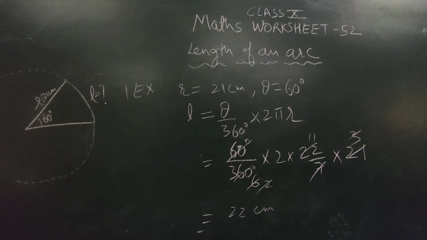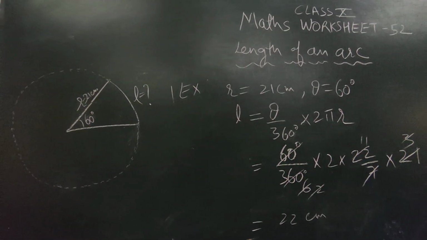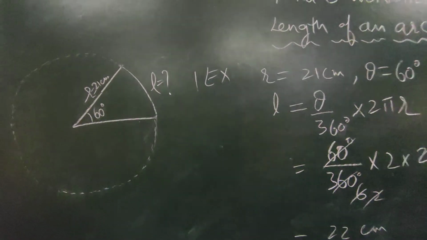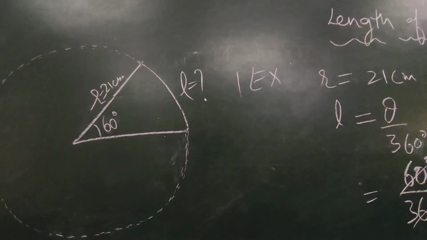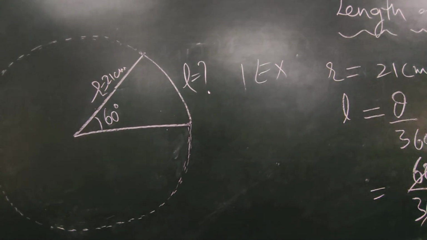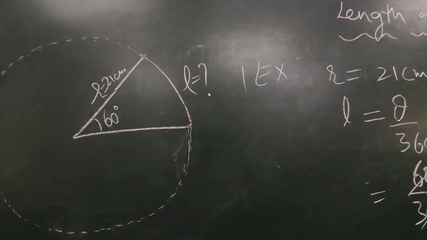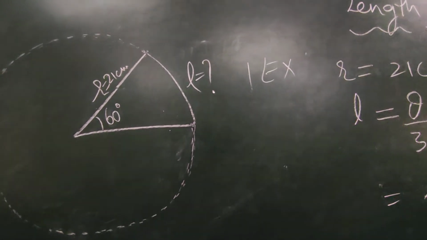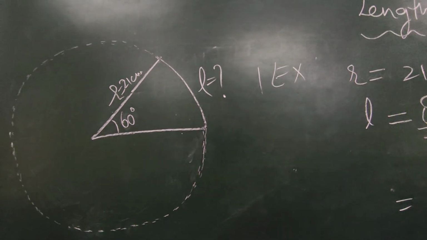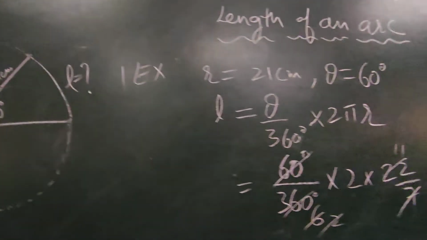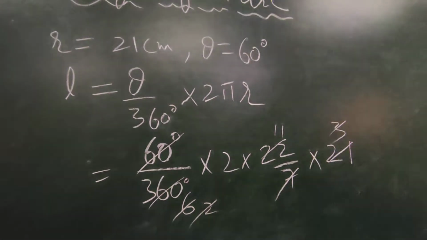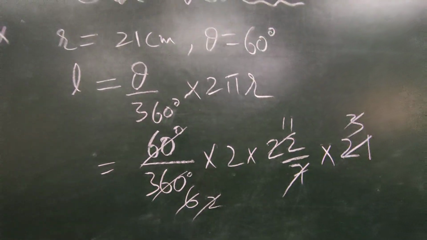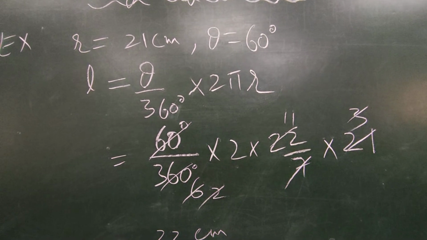Now let's do example 1. In this example, there is a circle of radius 21 centimeters and an arc which subtends 60 degrees at the center. Angle of 60 degrees at the center. You have to find the length of this arc. Now here we have r equals to 21 centimeter, theta equals to 60 degrees, and we will apply the formula for finding the length of arc.